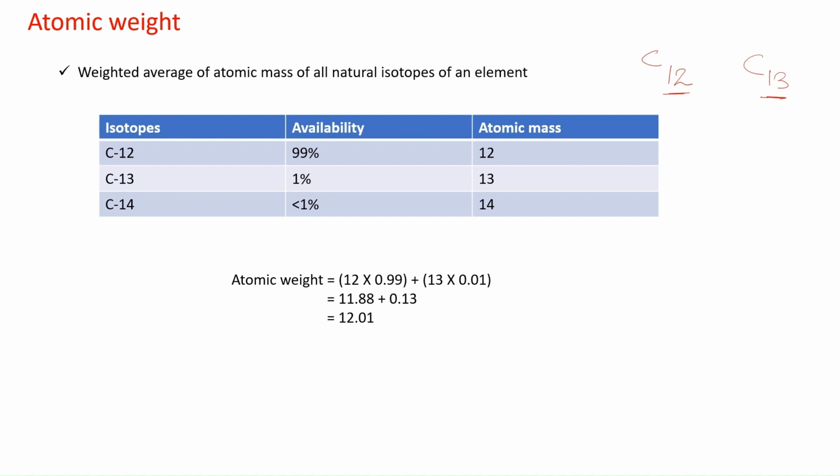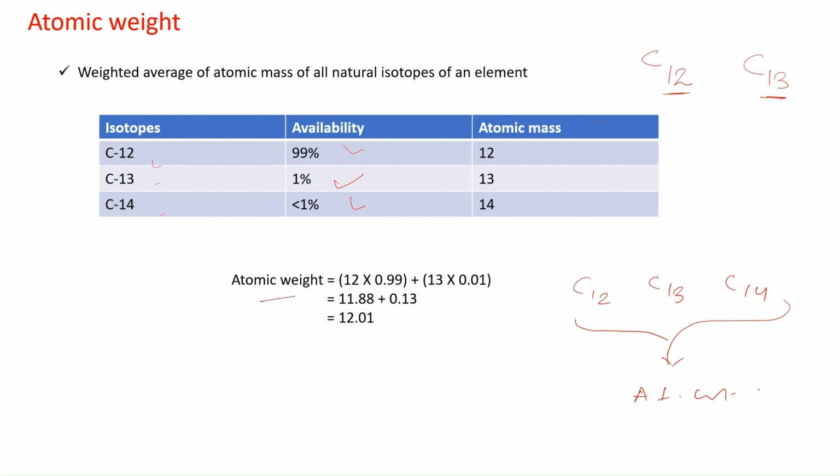But what is atomic weight? In nature, carbon 12, carbon 13 and carbon 14 are found naturally. These are the three isotopes of carbon which are found naturally. So when we take the weighted average of the atomic mass of all three isotopes, we get the atomic weight. See the example: carbon 12, carbon 13 and carbon 14. The availability of carbon 12 is 99%, the availability of carbon 13 is 1% and carbon 14 is less than 1%. Atomic masses are 12, 13 and 14.